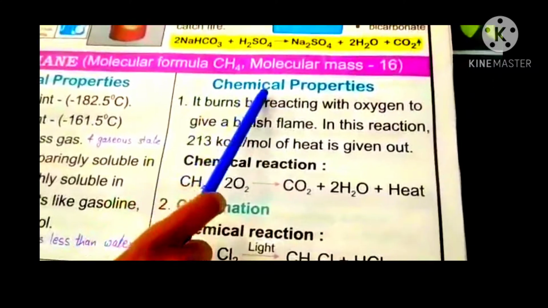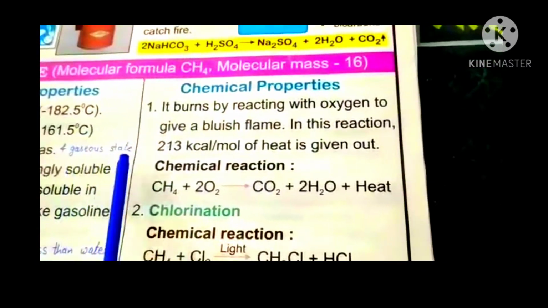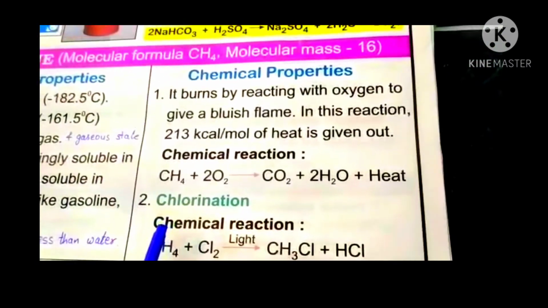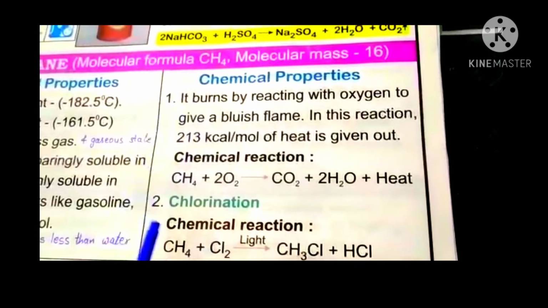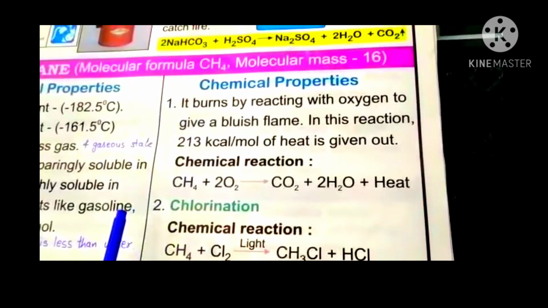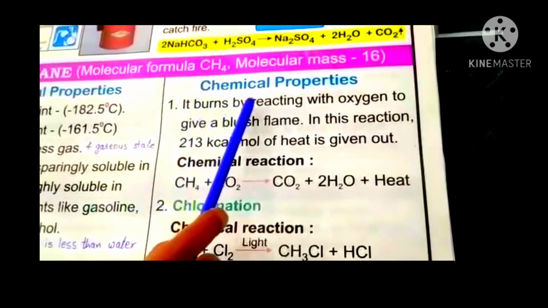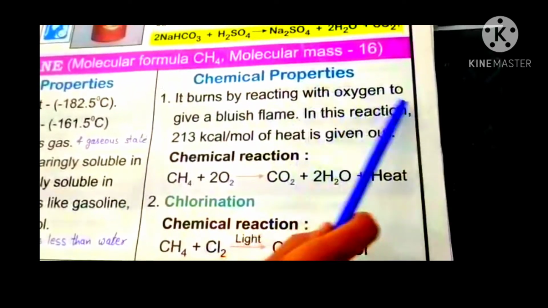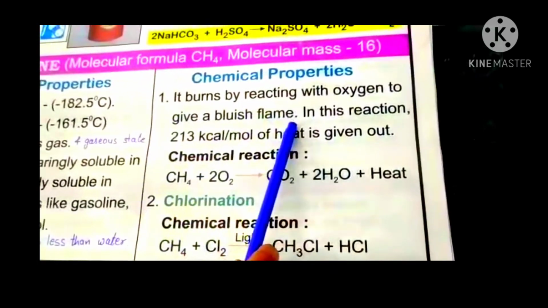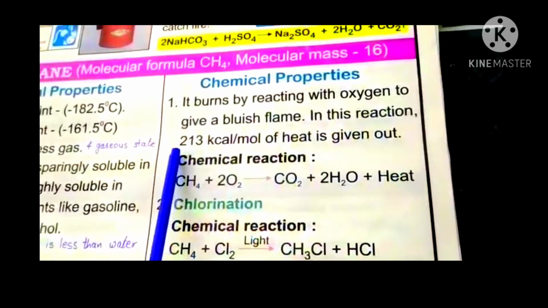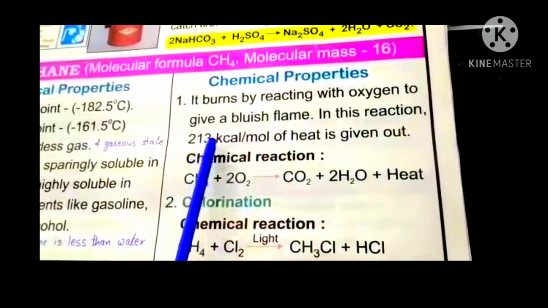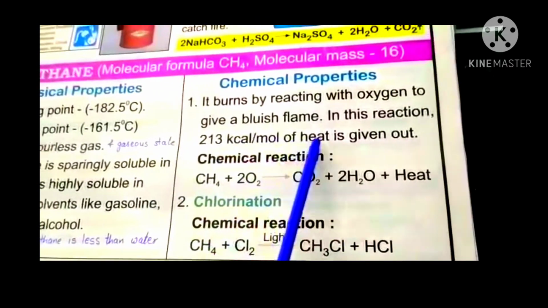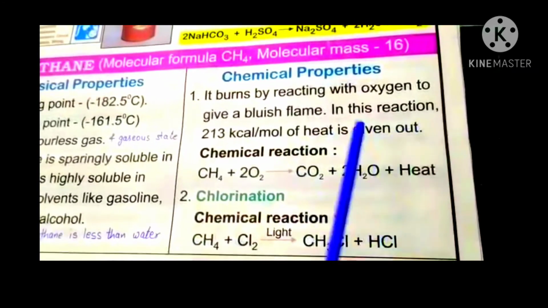Now let's see the chemical properties of methane gas. There are many chemical properties of methane gas, but in the syllabus there are a few which we are going to study here. It burns by reacting with oxygen to give a bluish flame. In this reaction, near about 213 kilocalories per molecule of heat is given out.